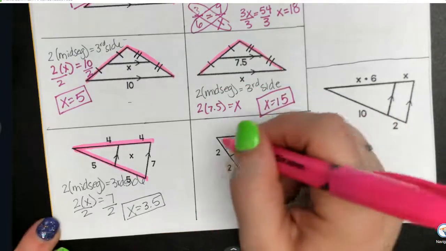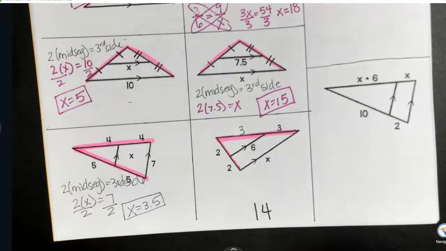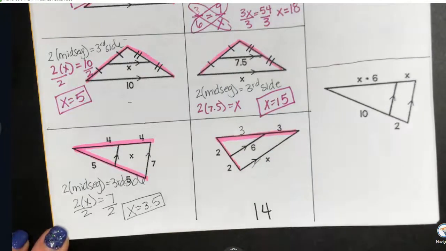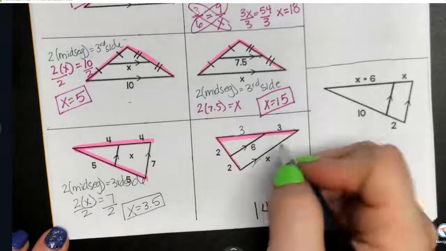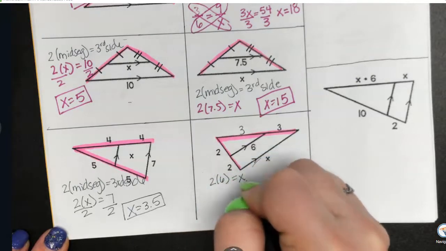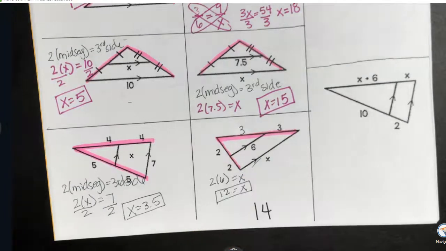I noticed that these are the same, and these are the same. I already know the mid-segment, and they want me to find the other side. So, 2 times 6 equals x, so x equals 12. All right, not too bad.